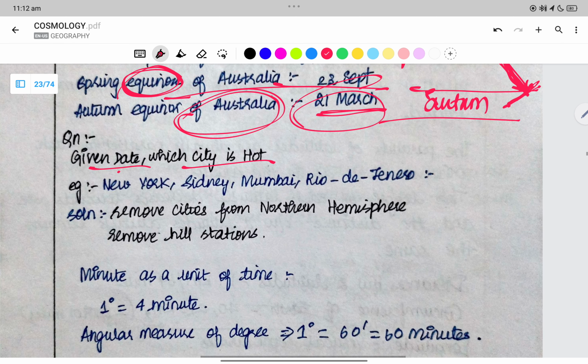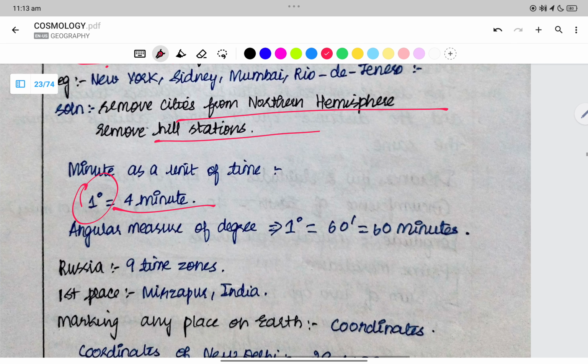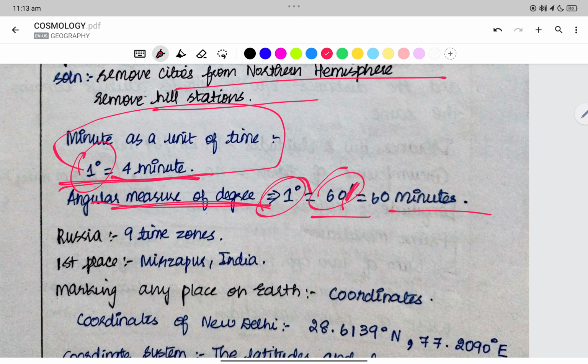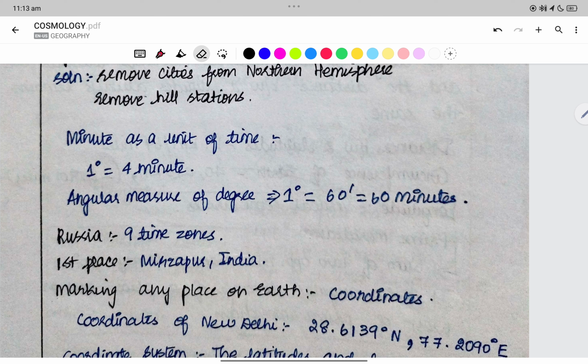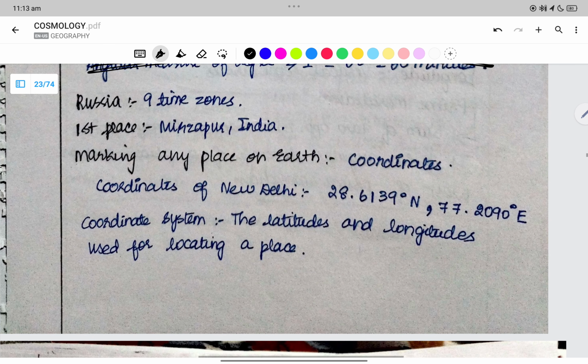Given the date, which city is hot? Remove the cities from the northern hemisphere, and remove the cities from the eastern hemisphere also. 1 degree is 4 minutes. The angular measure of 1 degree is 60 minutes, right? This is minute as a unit of angular measure and minute as a unit of time. We are not looking into that over here, right? So usually, minute as a unit of time, when we take 1 degree, is 4 minutes.